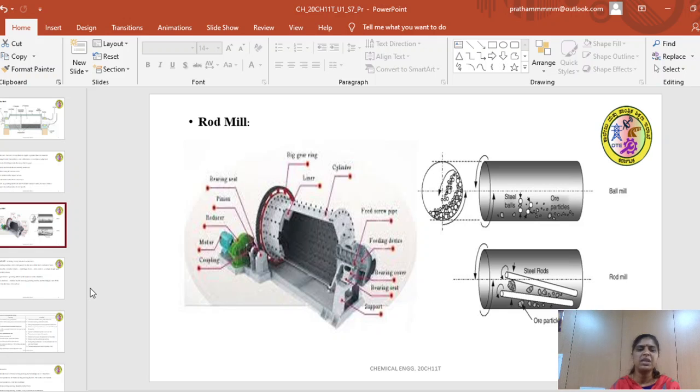All the principles of operation are similar to the ball mill, except the grinding media. In the ball mill, we use balls. In the tube mill, we use pebbles, which are smaller in size compared to the balls. And in the rod mill, we use rods. With the help of the rods, the crushing action takes place.